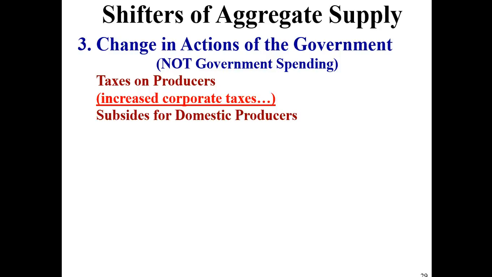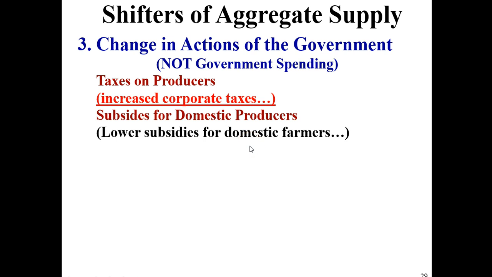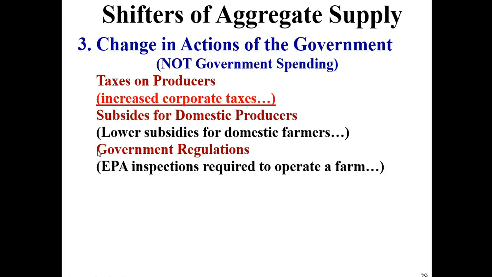If those subsidies are taken away, that would cause a decrease. So lower subsidies for domestic farmers is going to actually decrease aggregate supply because the subsidies that are in place are then lessened or lowered. Government regulations are actions of the government that can affect aggregate supply because if they stand in the way of a business doing what they do, they can actually decrease how much they're able to produce. So if EPA inspections are required to operate a farm, this kind of government regulation would decrease aggregate supply.